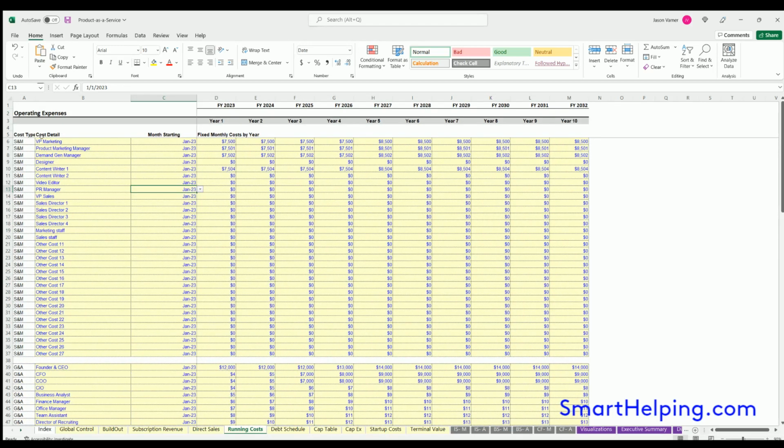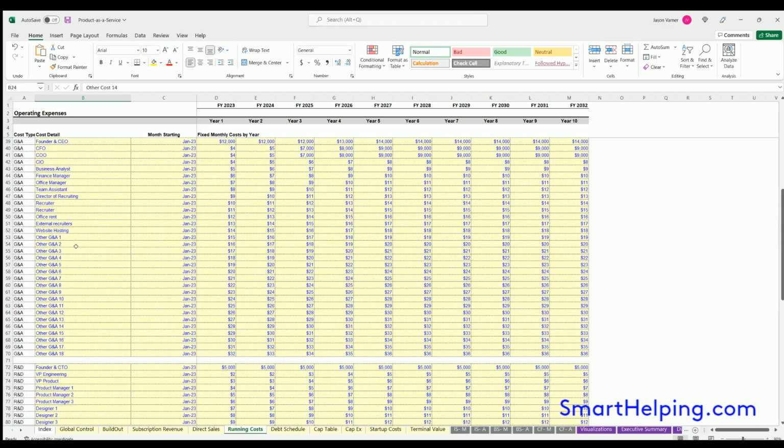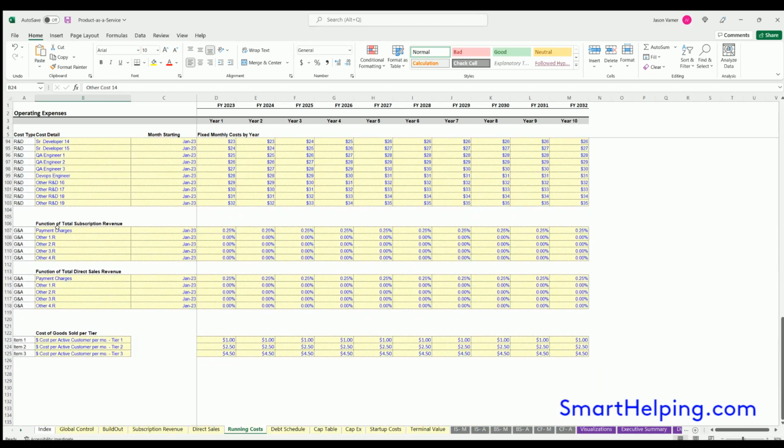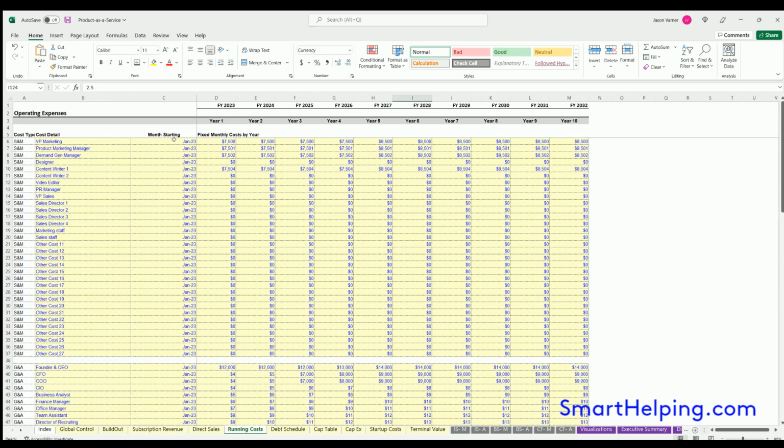Running costs here, you can find just general operating expenses. I've got sales and marketing, general administrative, research and development, and some costs as a function of monthly sales of subscription revenue and direct sales. This is like a catch-all. You can also define if you have any cost of goods sold directly related to the amount of active customers in each tier per month, and what that cost is per customer per month. And you could also define the start month of each of these fixed costs.